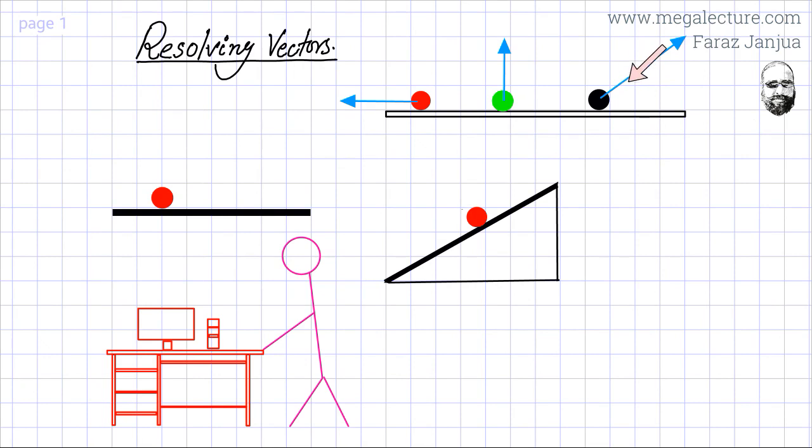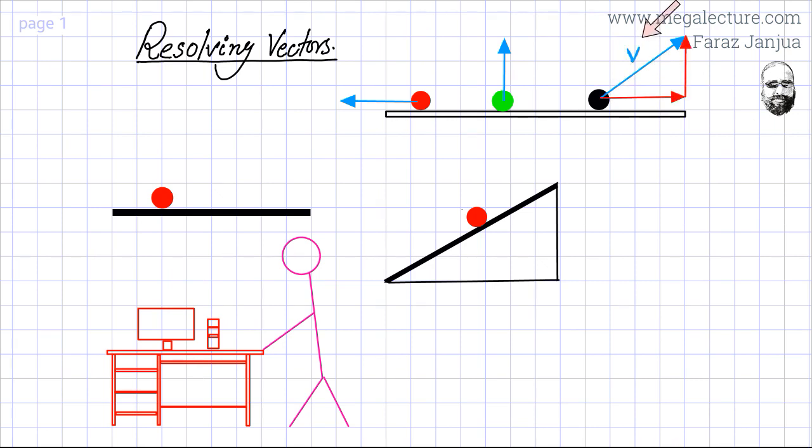For such cases, what we need to do is split these forces into their horizontal and their vertical components. We call that resolving vectors into its rectangular components, and that is a very important technique. Now, this is how we do it. We complete a right angle triangle.